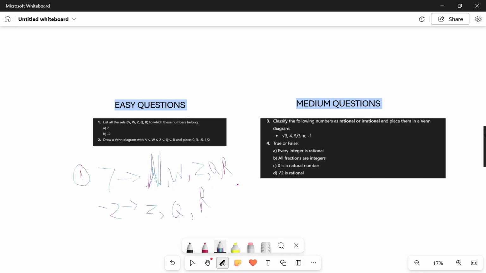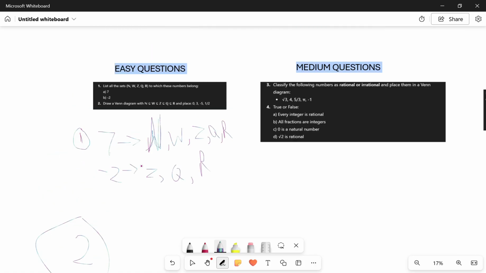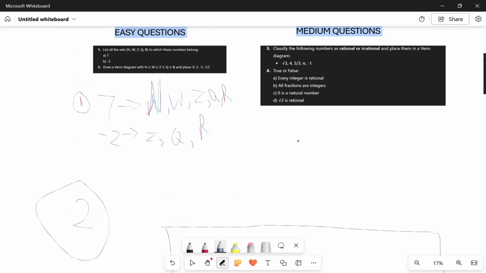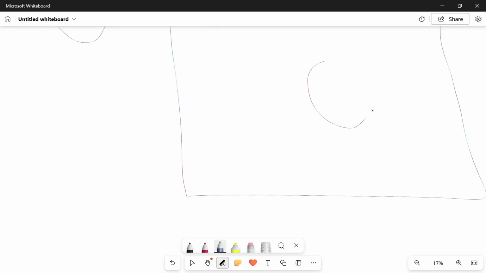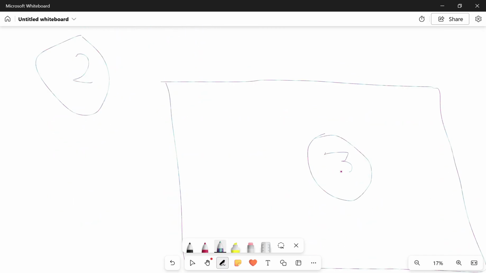Okay, now the second one. Now I have to draw a Venn diagram with all of this. Place 0, 3, -5, and half. Yeah, sure. Okay, I have this. So first look at all natural numbers. 3 is a natural number, so 3 will go here.